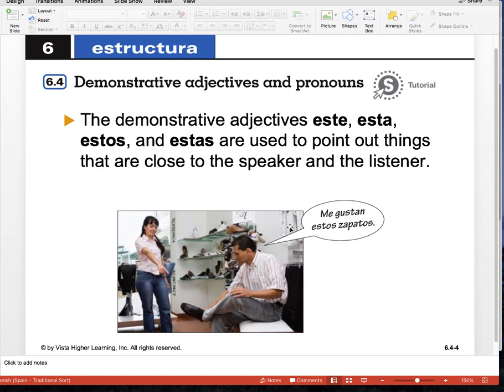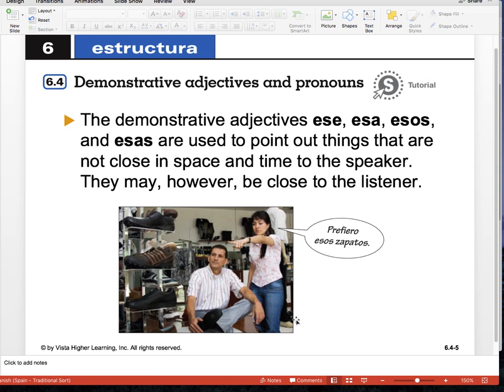So we'll see some examples. The demonstrative adjectives este, esta, estos, and estas are used to point out things that are close to the speaker and the listener, right? Me gustan estos zapatos. So they're close to this guy, right? He's trying them on. So that's why he says estos zapatos.